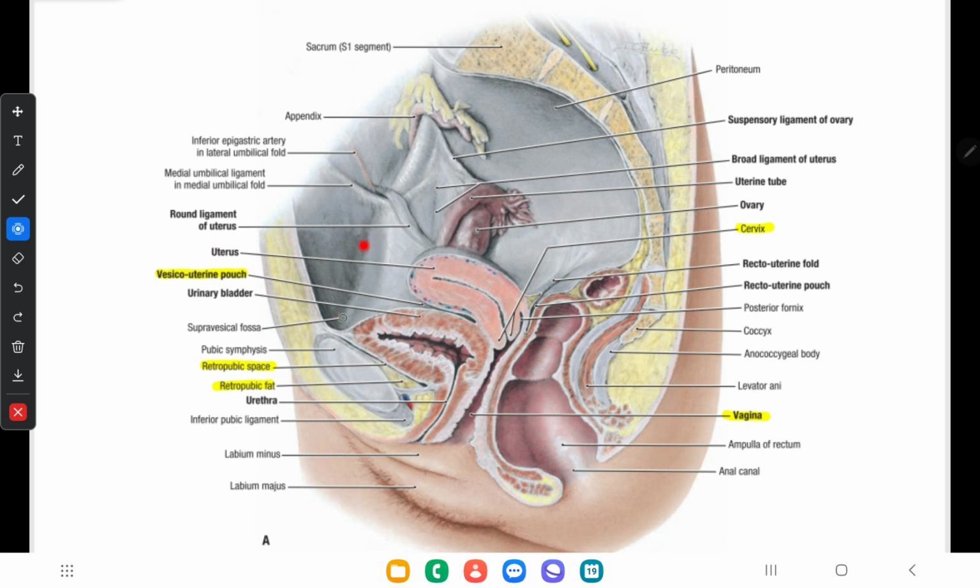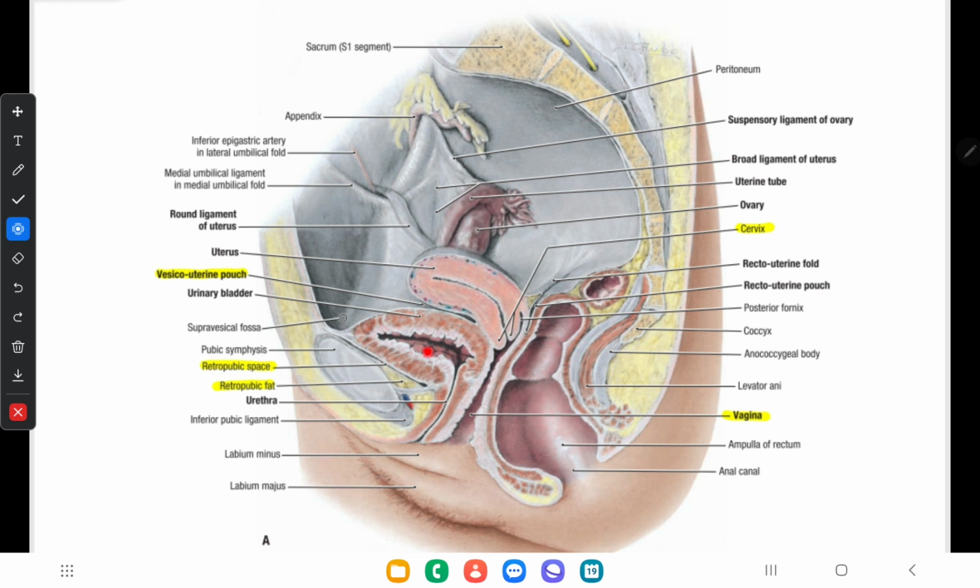bladder comes into the suprapubic area as well. Here, beyond this, we call it the suprapubic area. So after it fills completely, the bladder comes up to the suprapubic area. So the anatomical relations can vary according to the amount of urine that this bladder contains.